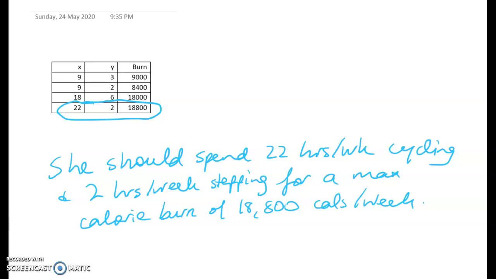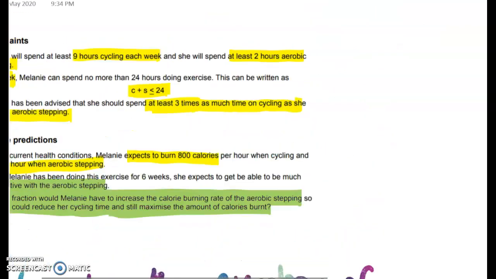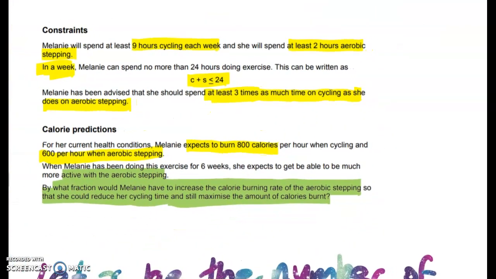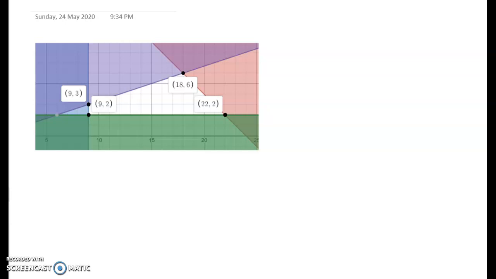So let's have a look now at the second part of the problem. Where's it gone? Okay, it's this bit here. So she's going to get much better at the aerobic stepping. How much does she need to increase the rate on the aerobic stepping so that she's not doing nearly all her time cycling? So at the moment where we're at is she's doing 22 hours of cycling and 2 hours of stepping. And if we look at the graph, we can see what we're trying to do. And then this problem gets way easier.